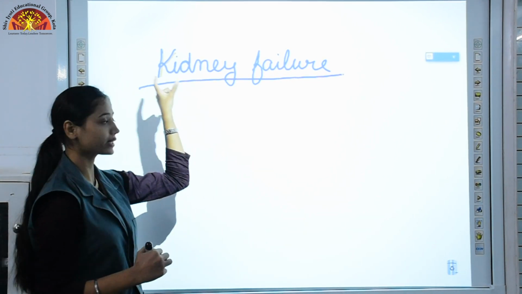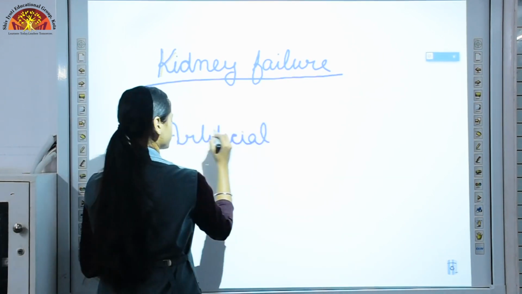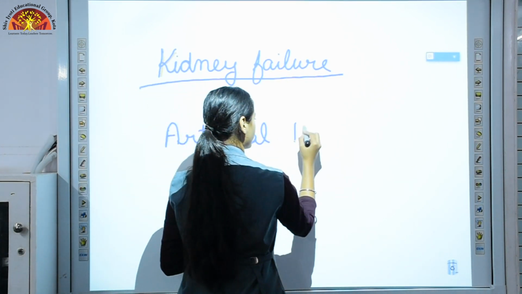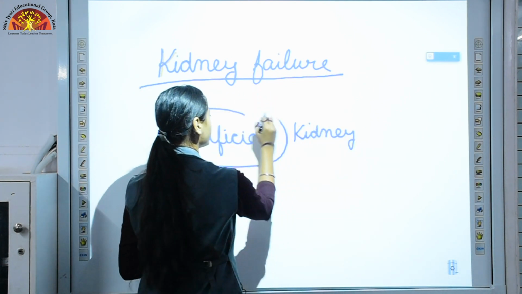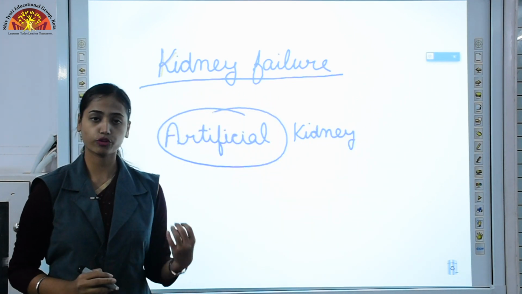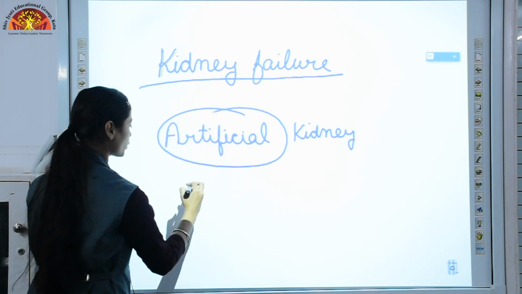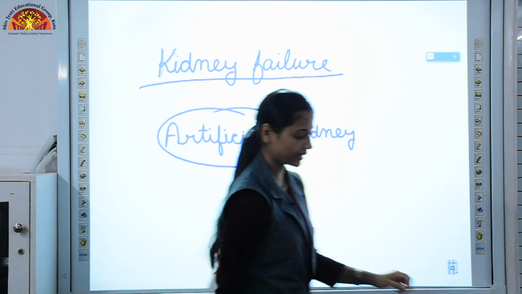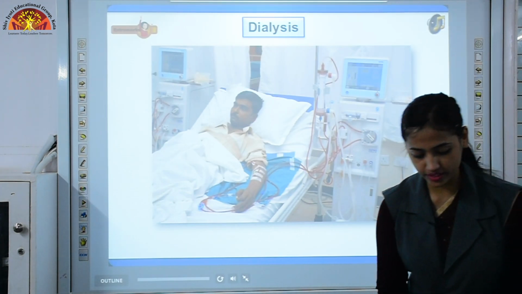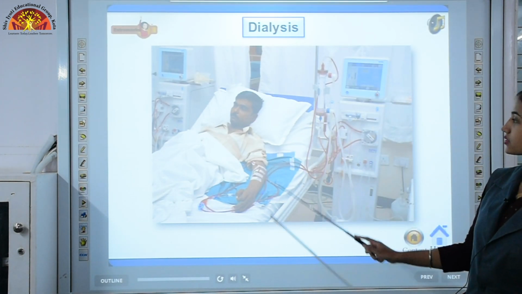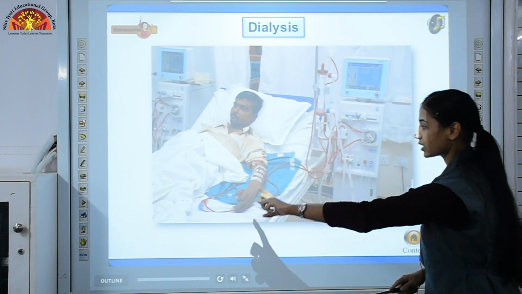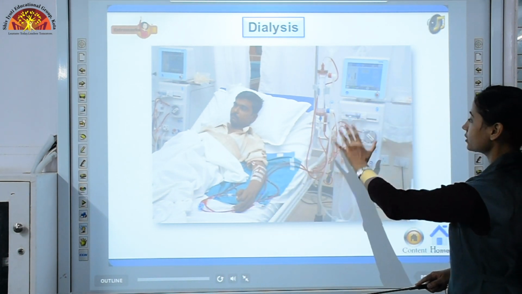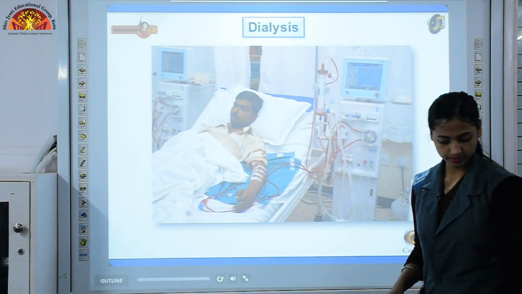So instead of the kidney, what do we use? We use an artificial kidney to remove waste product from our blood, and this whole process is known as dialysis. It is a very expensive process. As you can see, through these tubes blood is coming out, and by this machine blood is getting filtered.